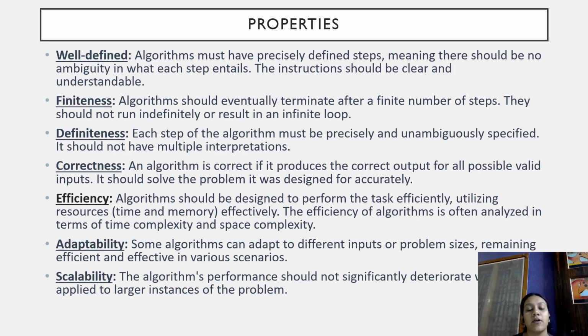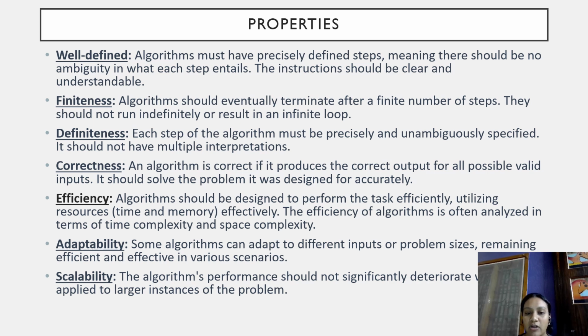Properties of algorithm. There are many properties, and the most important properties of the algorithm are well defined. Algorithms must have precisely defined steps, meaning there should not be ambiguity in which steps entails. The instructions should be clear and understandable by the user. Finiteness. Algorithms should eventually terminate after a finite number of steps. They should not run indefinitely or result in an infinite loop.